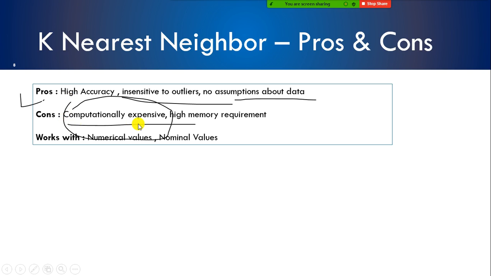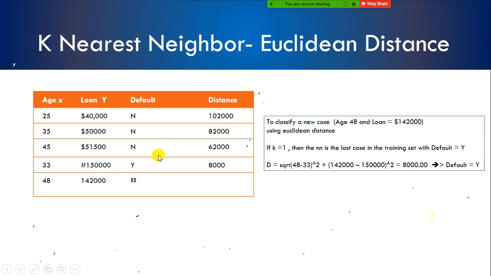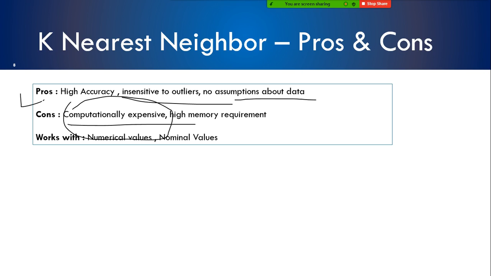And it is computationally expensive. So why is it computationally expensive? Just to predict one customer's loan default status, it has to compute the distance between every other observation in the data. Assuming that you have 1 million customers. Take for example the case of Citibank, they have 25 million customers. To predict one customer's payment status, it has to compute the distance to the 25 million customers. That is the reason why it is computationally expensive, and it requires heavy memory.